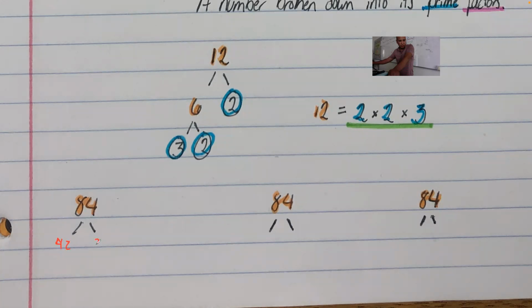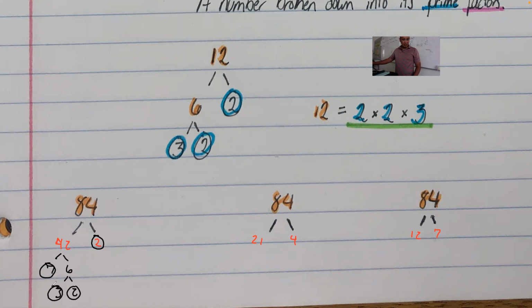42 times 2. Or 21 times 4. Or even 12 times 7. Notice that regardless of which way I start, I always end up with the same prime factorization. For example, here, 2 is prime, so I'm going to continue. 42 can be 7 times 6. 7 is prime. I'm done. And 6 can be split into 3 times 2.